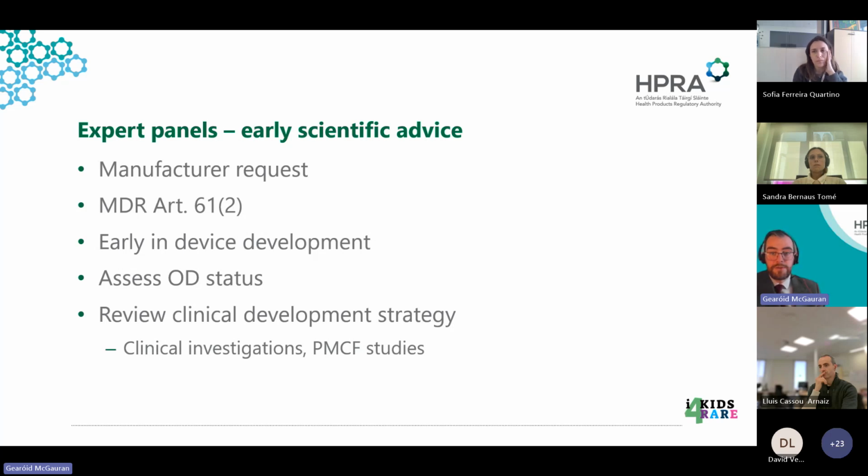Generally, eligible manufacturers should consider this early on in their device development, and they should consider getting advice from the relevant expert panels, which could give them a good steer with respect to the clinical development of the clinical evidence needed. These panels will be able to assess and give their opinion on the orphan device status, as well as provide feedback on the manufacturer's clinical development strategy. They are also encouraged to give feedback on whether the proposed clinical investigations, both pre-market and post-market, might be acceptable for the device in question.